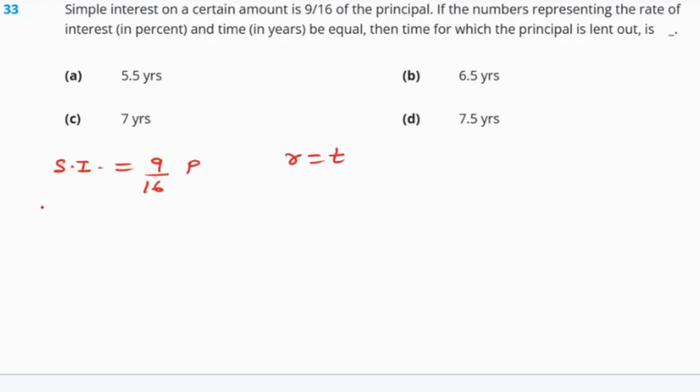As we all know, the simple interest formula is P into R into T by 100, correct? And simple interest is 9 by 16 of P. P will remain P only.